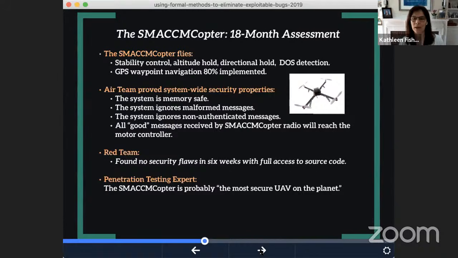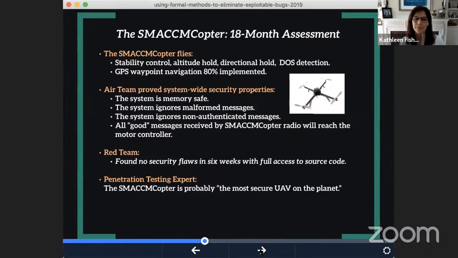So that was the one place where the functionality of the modified SMACM copter didn't quite match the functionality of the original copter. And our team used the formal methods-based tools that they had developed to prove a bunch of system-wide properties. They proved, for example, that the system was memory safe, that it ignored all malformed messages, and that it ignored all messages that weren't authenticated. And they proved that all good messages received by the SMACM copter would eventually reach the motor control. Now, this is not full functional correctness. This is actually a fairly low level of correctness.